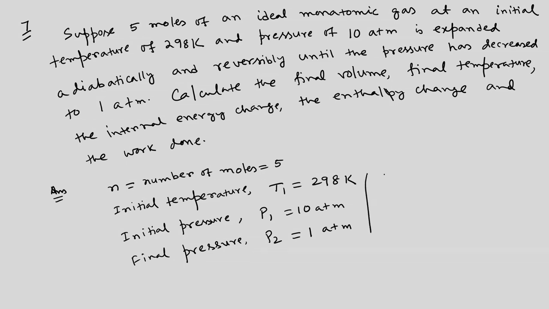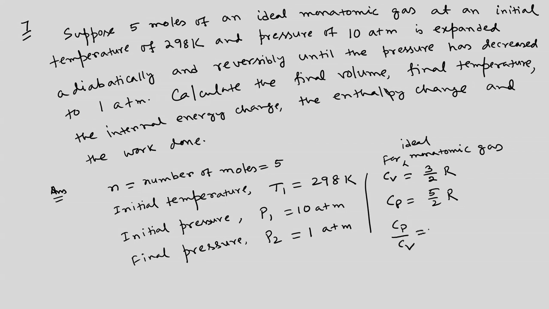We need to calculate Cv and Cp for monatomic gas. Cv is 3/2 R, Cp is 5/2 R. So, Cp by Cv, which we say gamma, is 5/3. And we need to calculate first the final temperature, T2. So these are the information we have.